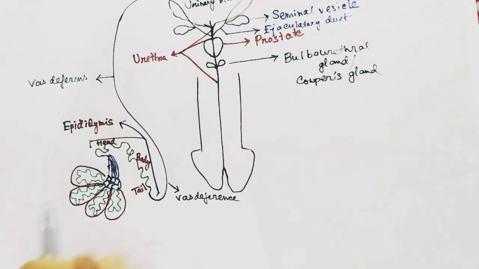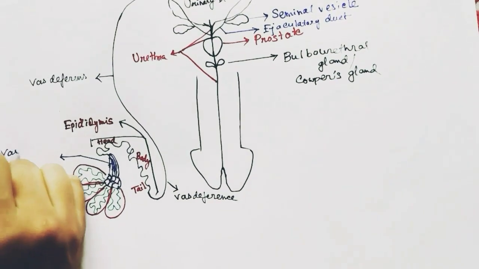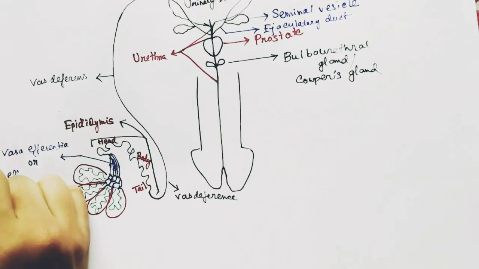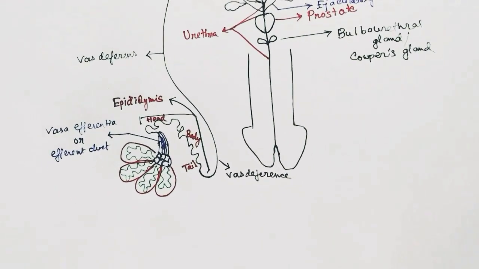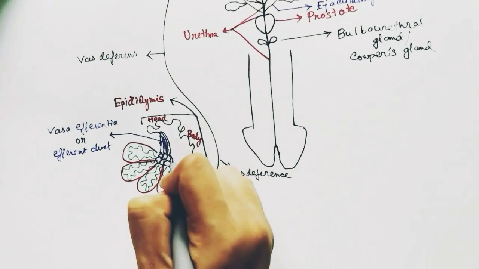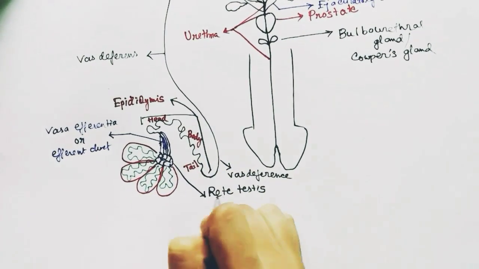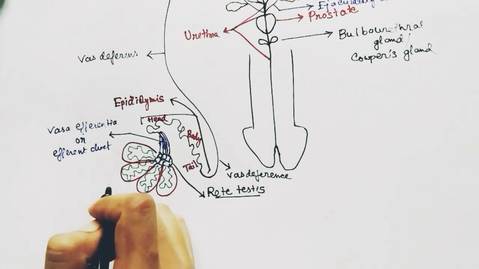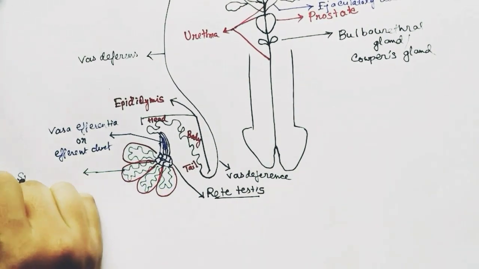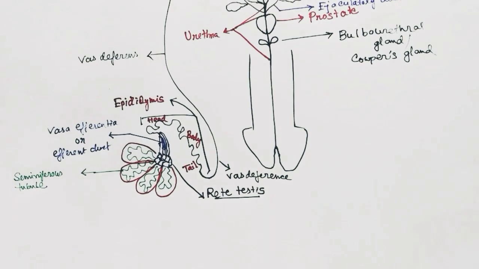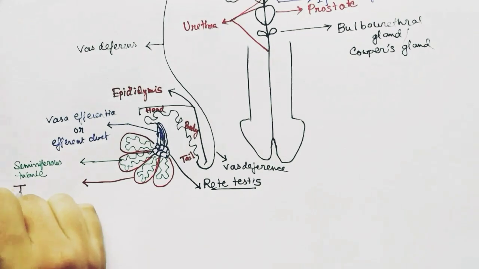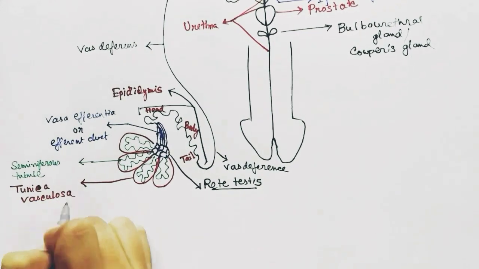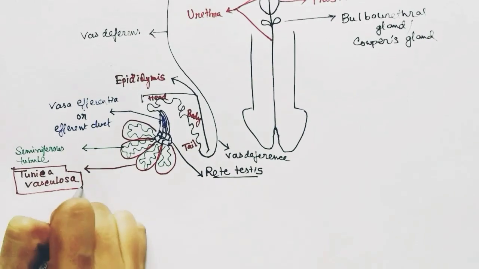And the head of the epididymis is connected to fine tubules which are called vasa efferentia or efferent ducts. These ducts are coming from the rete testis, which is a network of tubules. This is the rete testis, and this network is connecting the seminiferous tubules where the sperms are produced. Now the first covering that is covering the seminiferous tubule is the tunica vasculosa.